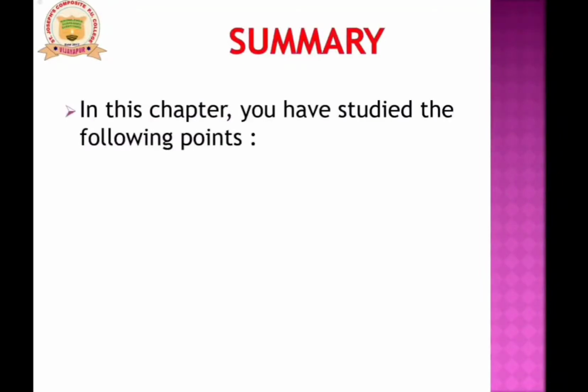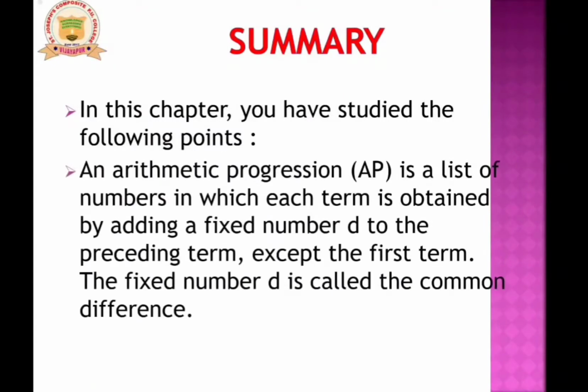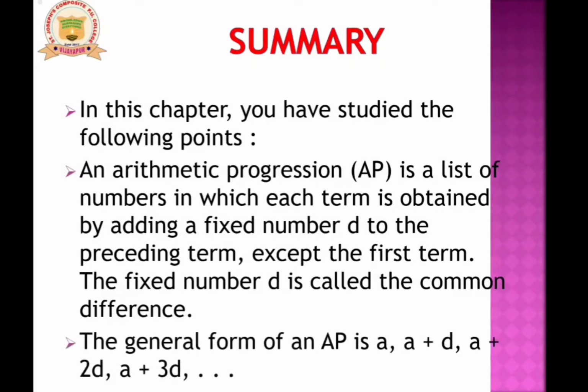Summary, what we already learned. In this chapter you have studied the following points. An arithmetic progression, AP, is a list of numbers in which each term is obtained by adding a fixed number d to the preceding term, except the first term. The fixed number d is called the common difference. The general form of an AP is a, a plus d, a plus 2d, a plus 3d, and so on.